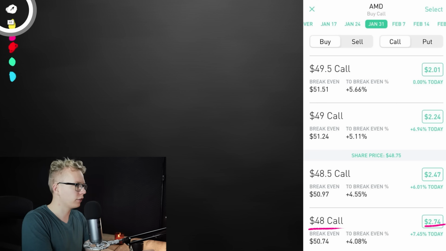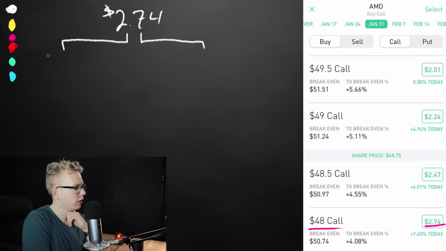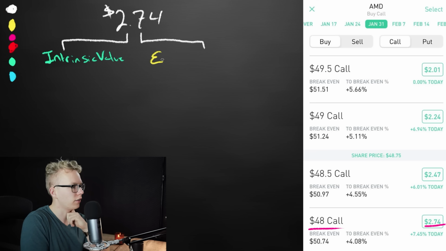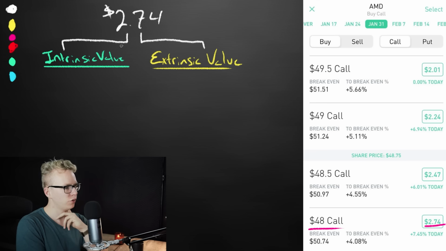All right, let's take a look at this $2.74. Remember, that's per share, $2.74. This can be divvied up into two different categories. One is called intrinsic value. The other is called extrinsic value. Intrinsic value is a portion of the premium, and it is just whatever profit you can exercise it for.